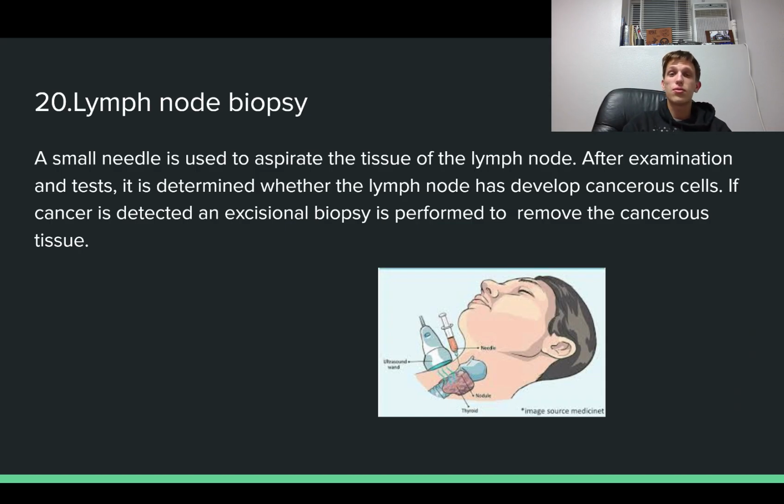And lymph node biopsy. This is my last slide, and in it, a needle is used to suck a piece of lymph node tissue. That tissue is then examined for cancer cells, and if cancer is detected, the lymph node is removed through a process called an incisional biopsy. And yeah, that's that for this.